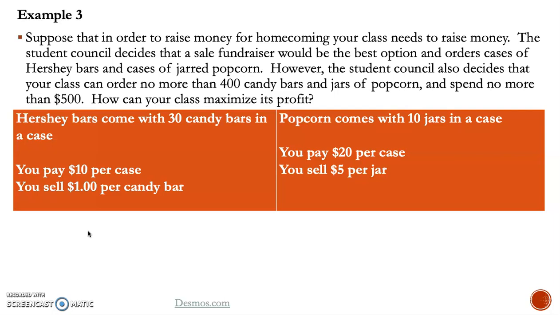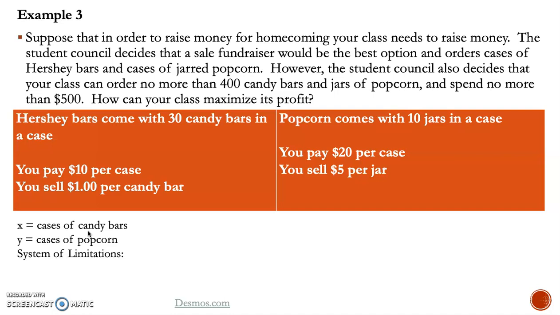So look at the table with a little bit more information. Hershey bars come with 30 candy bars in a case. Popcorn comes with 10 jars in a case. We are going to pay $10 per case for Hershey bars and sell them for $1 each. You're going to pay $20 per case for popcorn and you sell for $5 per jar. So what we're trying to find out is how many cases of Hershey bars and how many cases of popcorn you would need to sell to maximize the money coming in.